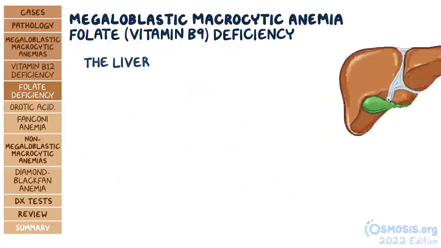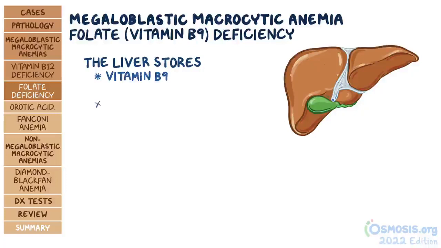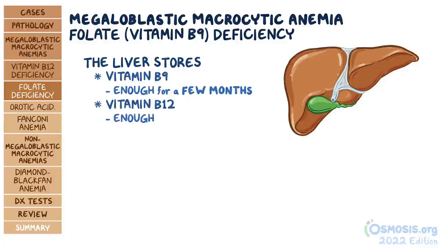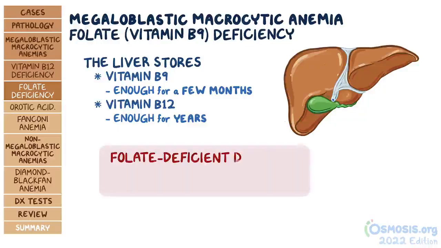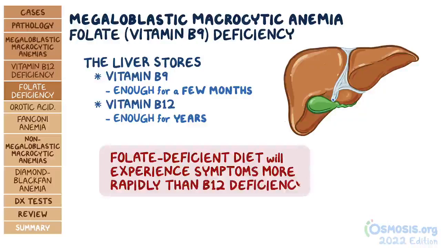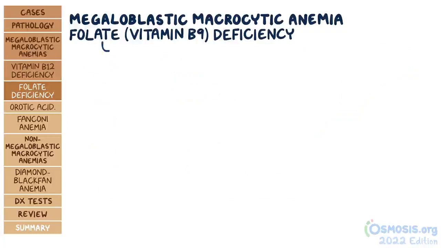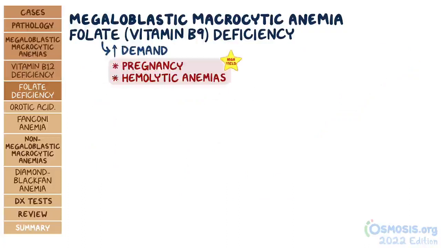Now, the liver also stores some vitamin B9 along with vitamin B12, but only enough vitamin B9 for a few months, while there's enough B12 stored for years. So for your exams, remember that an individual with a folate-deficient diet will experience symptoms more rapidly than with B12 deficiency. Folate deficiency due to increased demand occurs in conditions like pregnancy and hemolytic anemias because more red blood cells need to be produced.